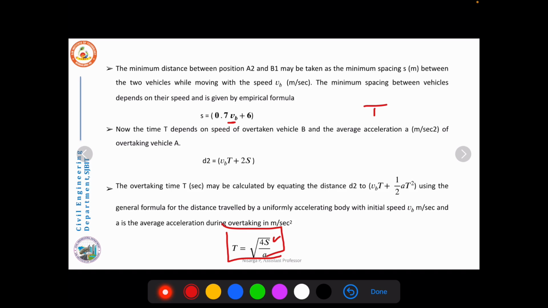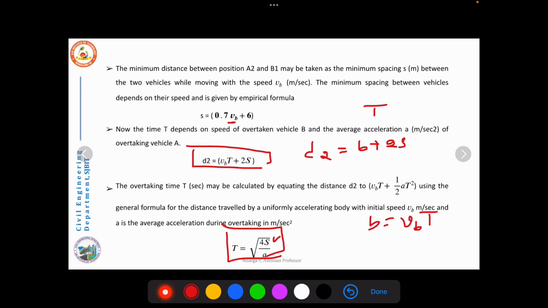Once we determine the value of t, we can estimate d2. So d2 is nothing but b plus 2s. b is the distance traveled by the slow moving vehicle during the reaction time t. During the overtaking time t, the distance traveled by the slow moving vehicle, whose speed is VB meter per second, can be estimated as b equals VB t.